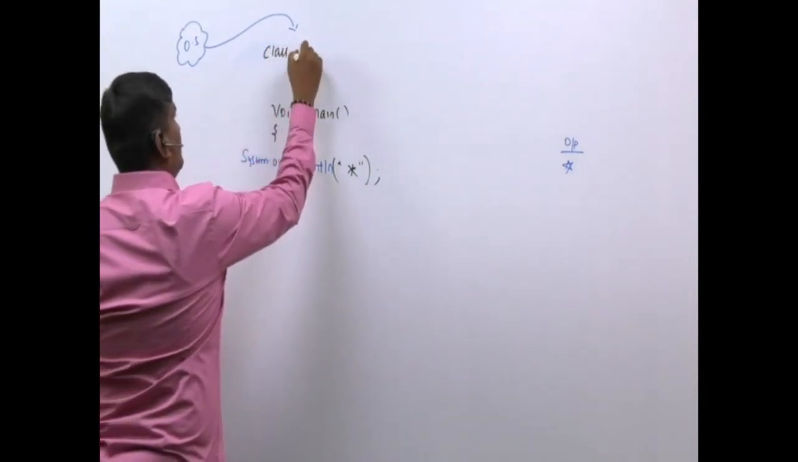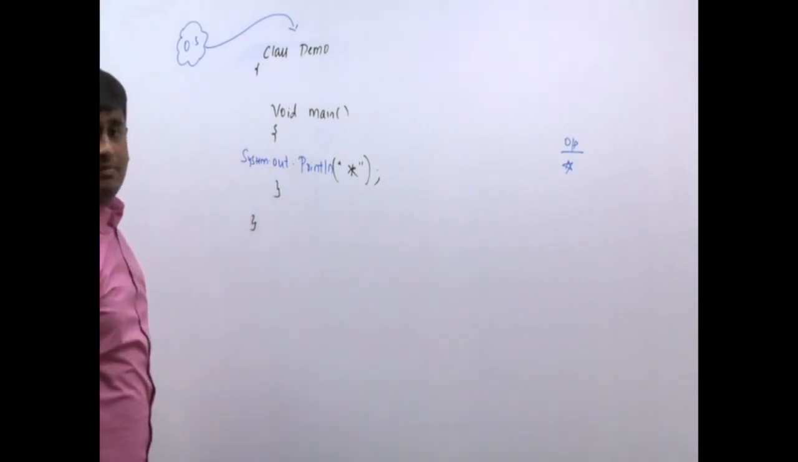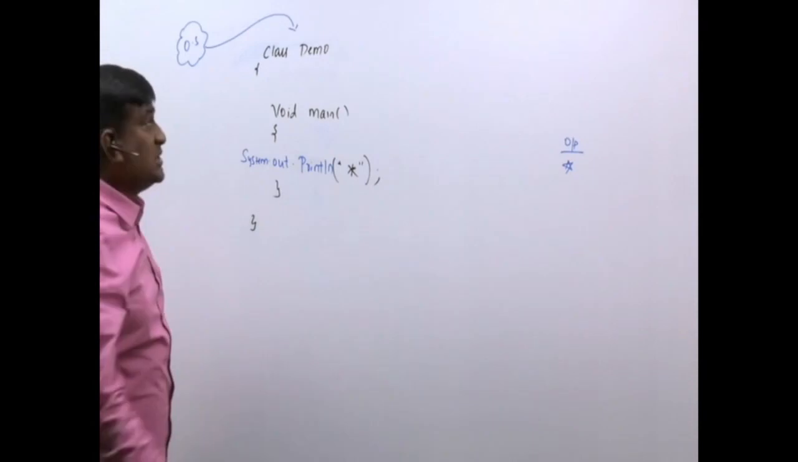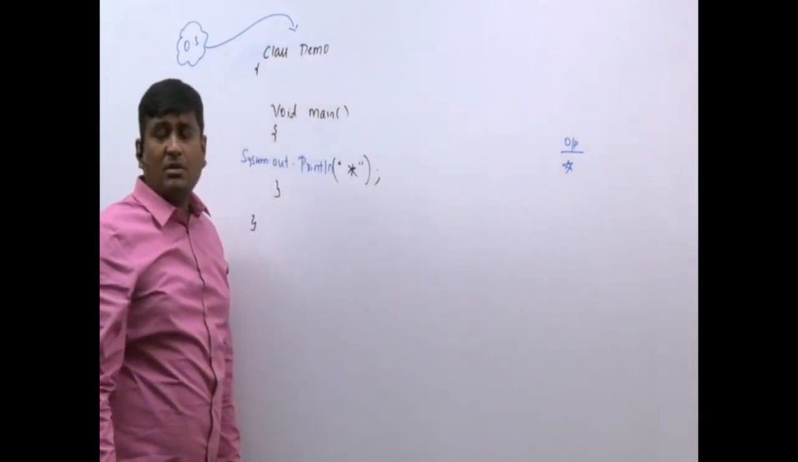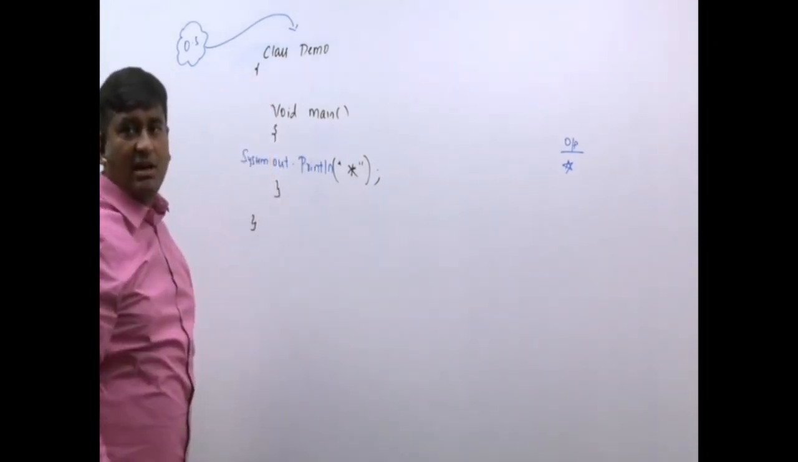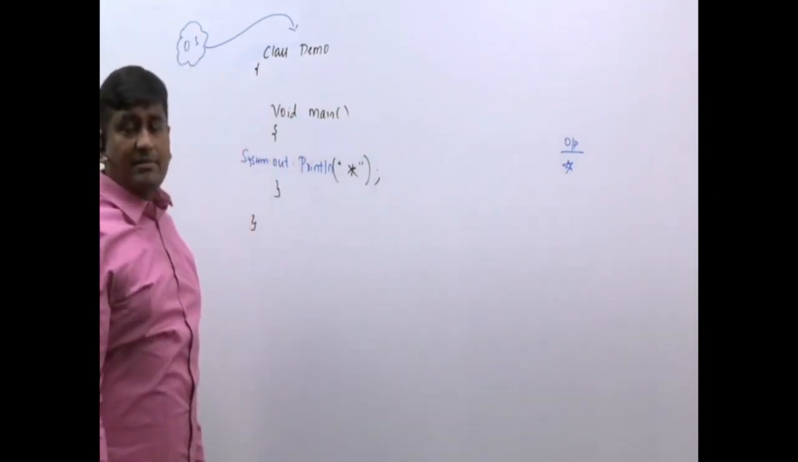Class. Name of the class, I will give it as demo. This is the opening of the class. This is the closure of the class. Now, Java is happy. But OS is not happy because OS is not able to see which method? Main method. Oh, what to do? Sir, you remove it. Is it a game? Removing, putting and all.